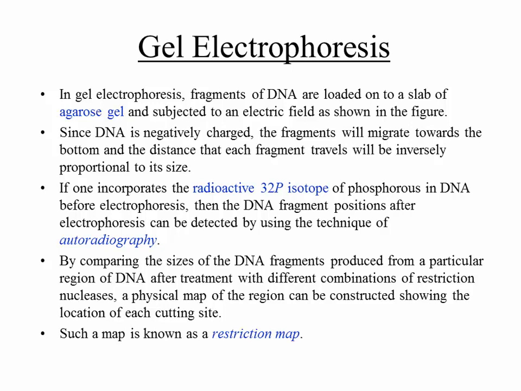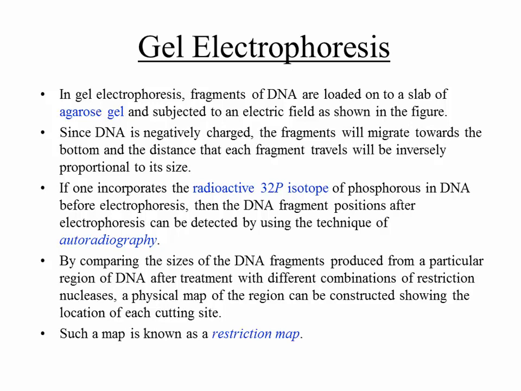So in that picture, fragments of DNA are loaded onto a slab of agarose gel and they are subjected to an electric field as shown in the figure. Since DNA is negatively charged because of the phosphate in there, the fragments will migrate towards the bottom and the distance that each fragment travels will be inversely proportional to its size. So if one incorporates the radioactive 32P isotope, this is the radioactive isotope of phosphorus. Remember, in DNA, you have sugar, you have a phosphate.